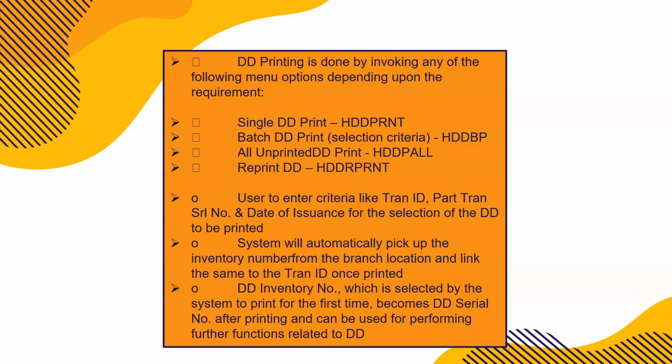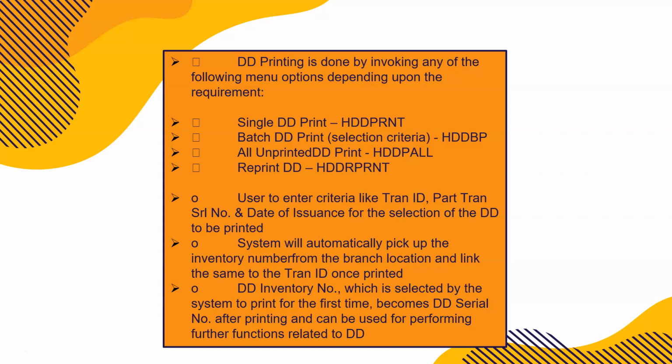Now this is very important. Whatever drafts we have entered in the HIMC, inventory management, will come serially here and link the same to the TRAN ID once permitted. So it is done serially. We don't have to choose here, but we have to just tally. It is not different. The DD inventory number which is selected by the system to print for the first time becomes the DD serial number after printing.